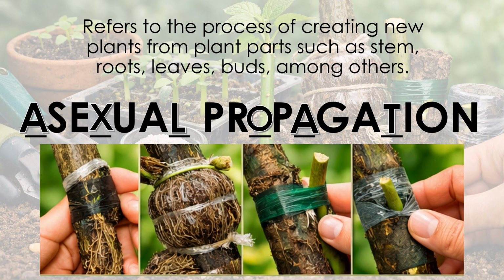Asexual propagation refers to the process of creating new plants from plant parts such as stems, roots, leaves, buds, and others. It produces clones, plants identical to the parent, which is useful for preserving desirable traits. Example methods include cuttings, grafting, and layering, often used in fruit trees and ornamental plants. Understanding these two methods helps us see why farmers and gardeners choose one over the other. Seeds for diversity, and cuttings or grafting for uniformity.